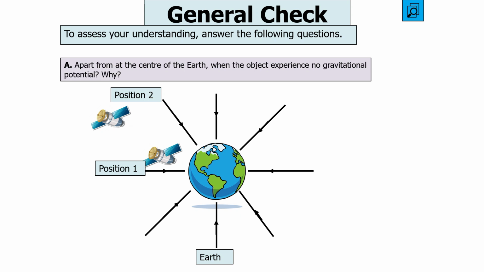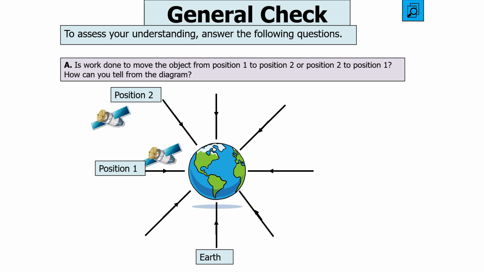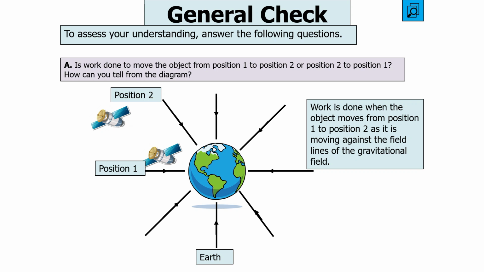Apart from at the centre of the Earth, when will the object experience no gravitational potential, and why? It will be when the object is outside of the gravitational field of the Earth, as it's no longer feeling an attraction to the Earth. Is work done to move the object from position 1 to position 2, or from position 2 to position 1, and how can you tell from the diagram? Work is done when the object moves from position 1 to position 2, as it's moving against the field lines of the gravitational field.